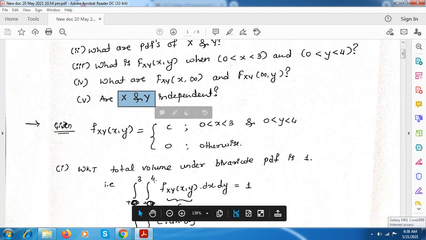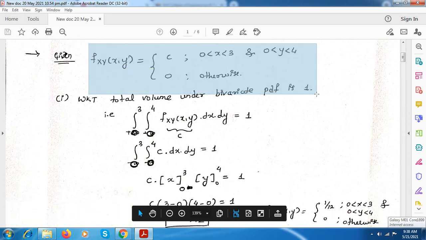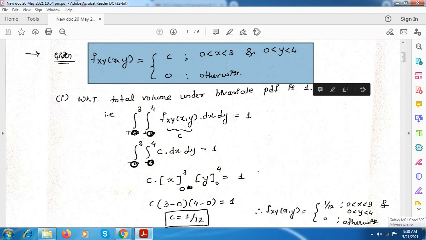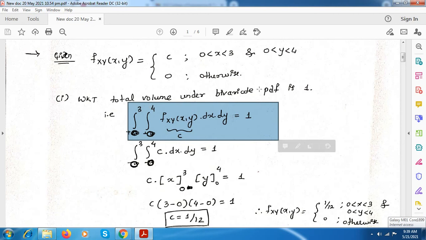Okay, so for this, first we have seen how to calculate the constant c value. This is the PDF function they have given, and the value is c. This constant c we have to find out. For that, we have to consider that the total volume under the bivariate PDF is equal to 1. So here the range they have given for x is from 0 to 3, so we have to integrate from 0 to 3. And for y they have given from 0 to 4. And the value of this PDF is equal to c here. And this whole thing is equal to 1.